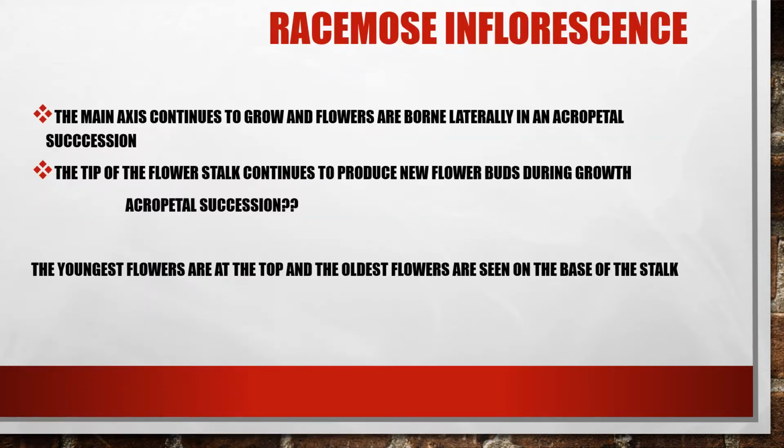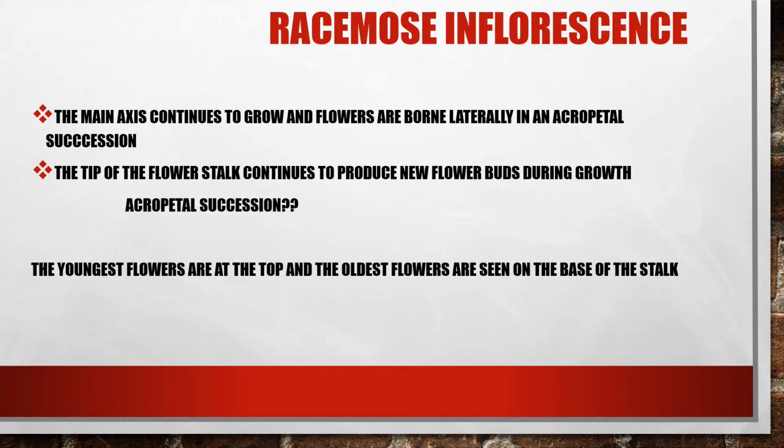Next we are going to learn about the kinds of inflorescence. The first type is racemose inflorescence. In racemose inflorescence, the main axis will continue to grow and the flowers are borne laterally in an acropetal manner or acropetal succession. The tip of the flower stalk continues to produce new flower buds during the growth. So, what do you mean by an acropetal succession? In acropetal succession, the younger flowers will be seen on the top and the older flowers will be seen on the base of the stalk region.